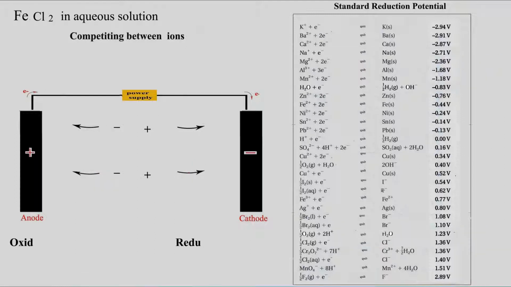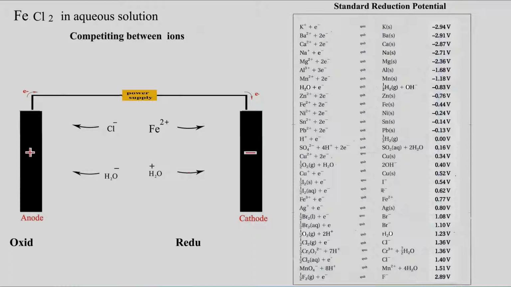Now let's look at another example. Iron chloride in aqueous solution. And this is another competition between ions. As you see, two negative ions both want to go to the anode. Two positive ions both want to go to the cathode, the negative rod. Now let's look at the ions. Here you have the iron and chloride and water, and they are both in competition.